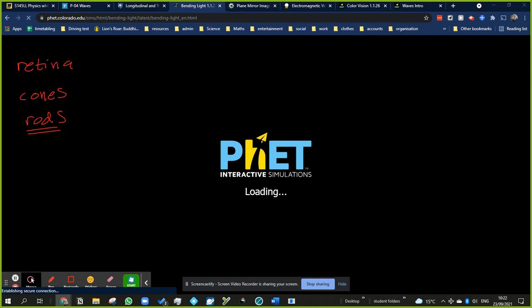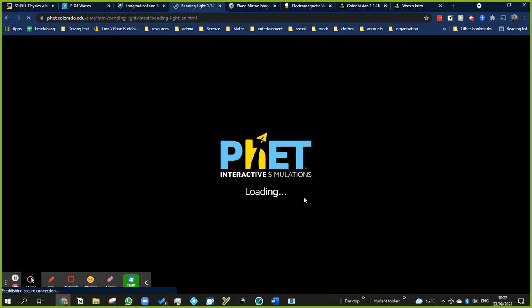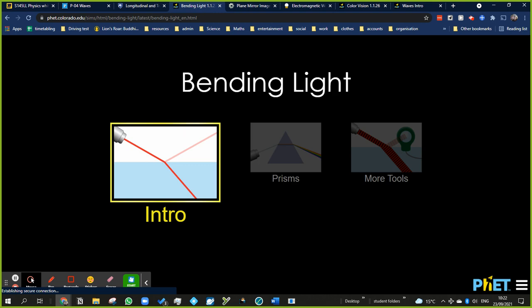So let's just get rid of that drawing there. This video, this simulation that's loading up here, is looking at something called refraction. It's called bending light, but to be honest, it would work with any wave. Any wave does this, but we're going to look at light. The thing that we're going to see happen is called refraction, and it's when waves change direction.